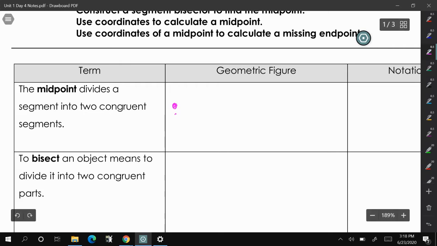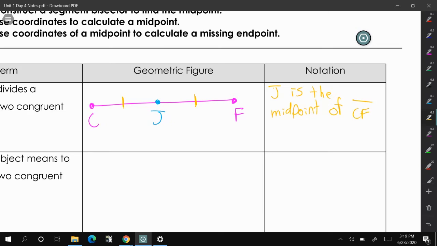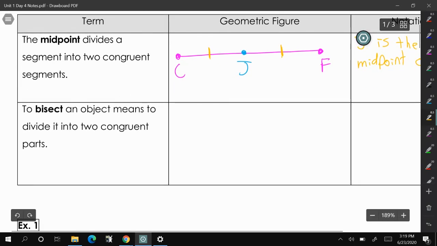So if we have C, F, and J in the middle such that CJ and JF are congruent, then J is the midpoint of CF. So we'd say J is the midpoint of segment CF.